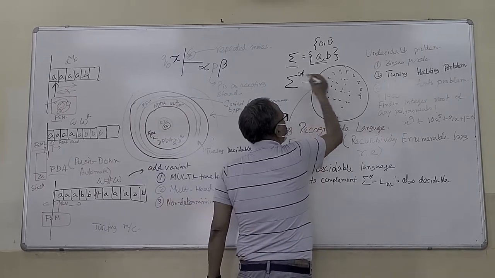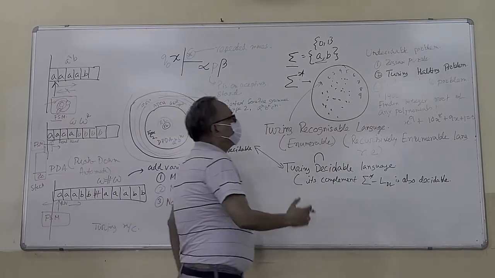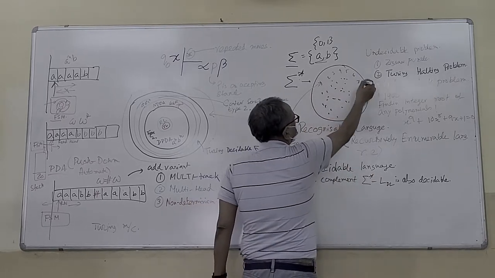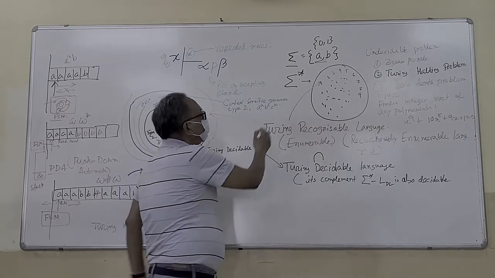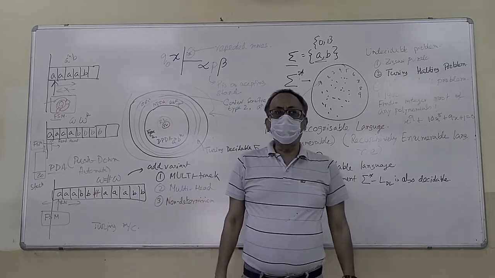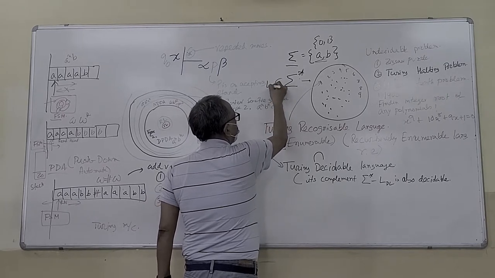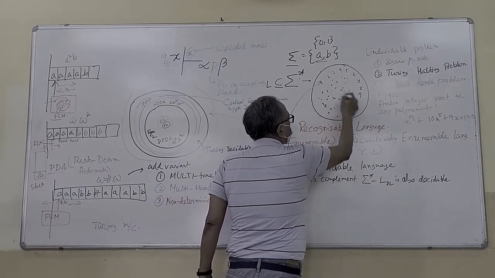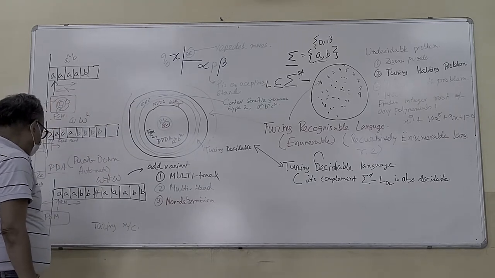So, what could be its size? Definitely it's not finite. It is more, because if I say it is finite, then it is not right. Now, all types of languages, whether type 3, type 2, or type 1, are basically subsets of this. Any language is a subset of sigma star.